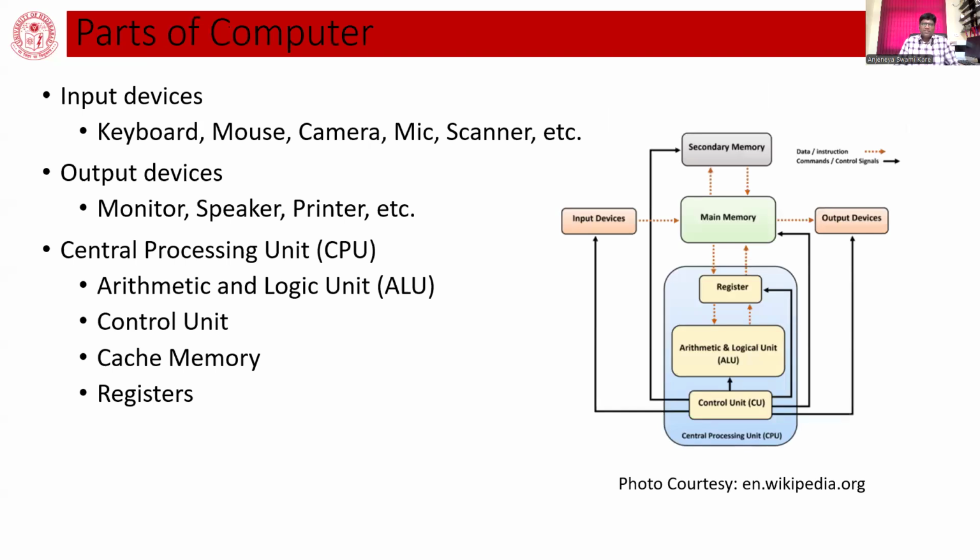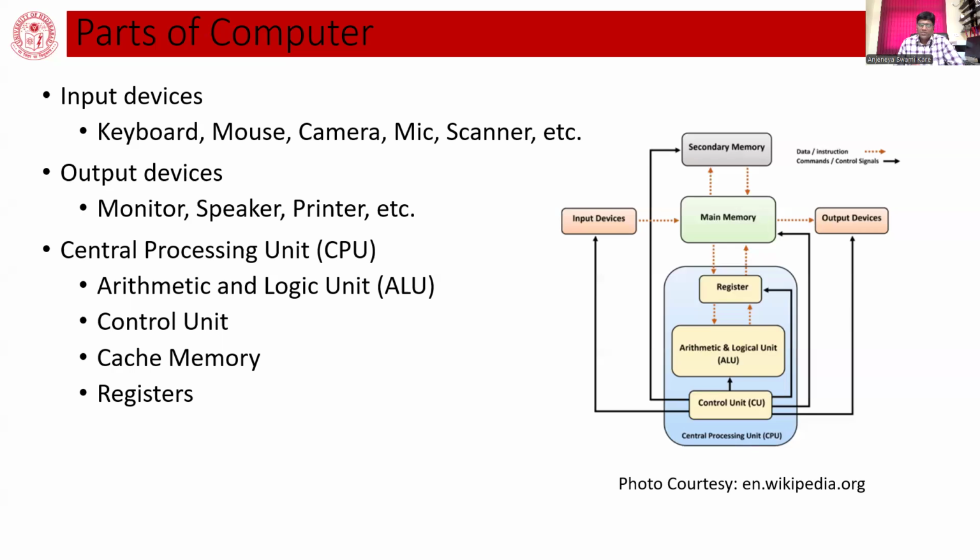So let us see what are different parts of computer. So you can look at the image on the right side. Basically, you have input devices, output devices, memory devices, and then there is a central processing unit. So input devices basically keyboard. What are the input devices? Keyboard, mouse, camera, microphone, scanner. All these are kind of input devices. What are the output devices? Monitor, where you see the display, speakers, and printer. These are all different kinds of output devices.